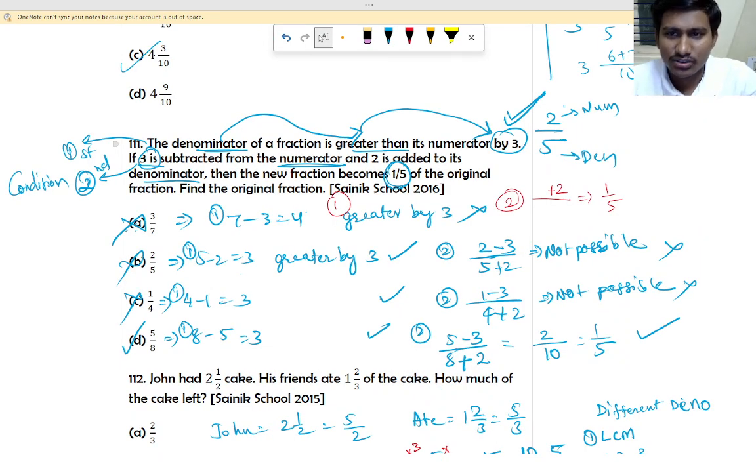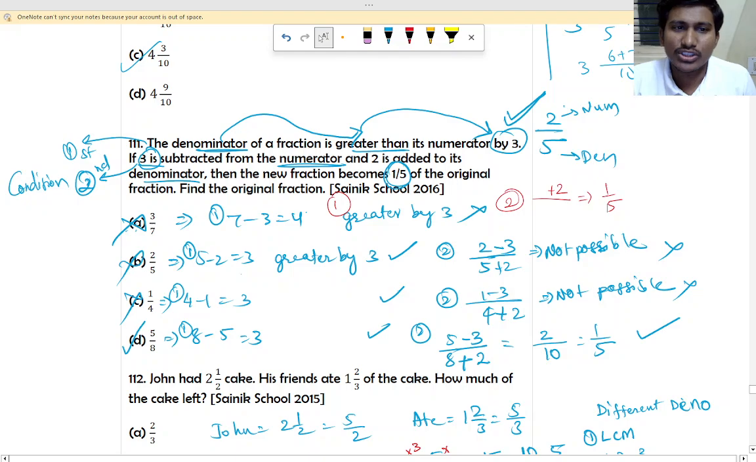The first question, 111. The students who have doubts in question 111, listen here. See what they are telling. The denominator of a fraction is greater than its numerator by 3. So the first condition is that the denominator of a fraction is greater than its numerator by 3.